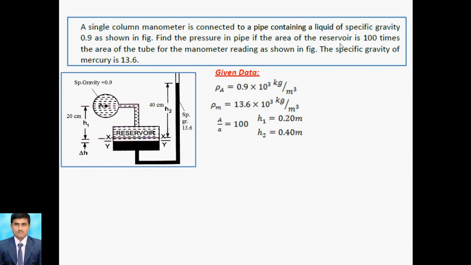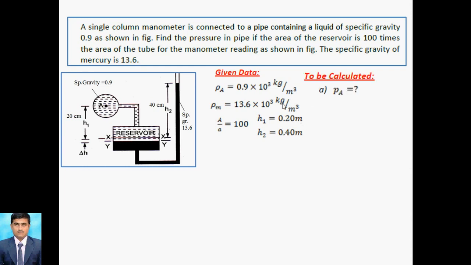Okay, as you mentioned in the lecture, the area of the reservoir is 100 times more than that. So here we can write capital A upon small a is equal to 100. And next, h1, what is the height? h1 is the height from xx to point A, right? So height h1 is 20 centimeters, so convert this to 0.2 meter. Similarly for h2, it is from xx to this liquid level height, so h2 equals 0.40. So this is h1 and h2.